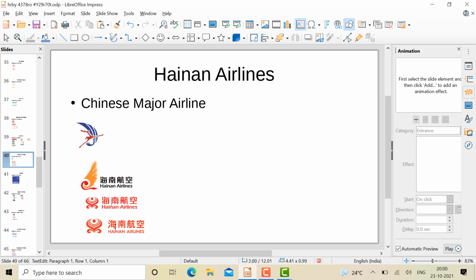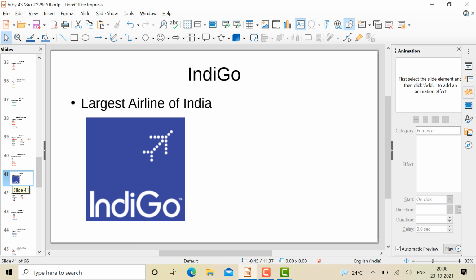So Hainan Airlines, and you can also see that the letters were changed just a little bit. If you observe, probably you'll get to know it. Like we have IndiGo, the largest airline of India, and the logo hasn't changed at all. We have this IndiGo over here with a plane and the name IndiGo written in there.